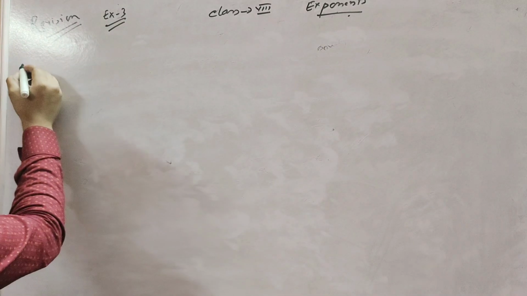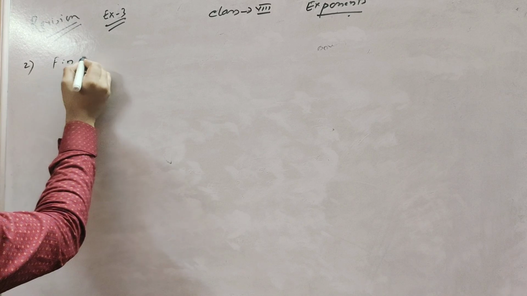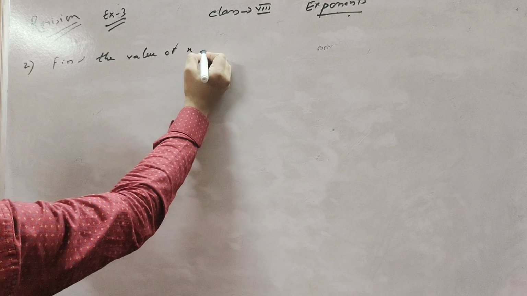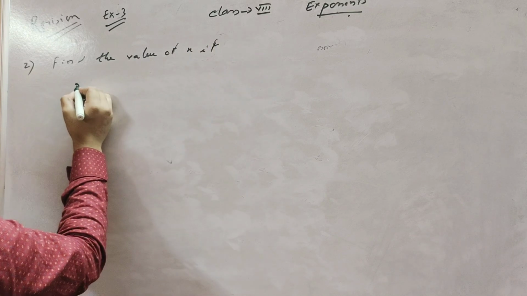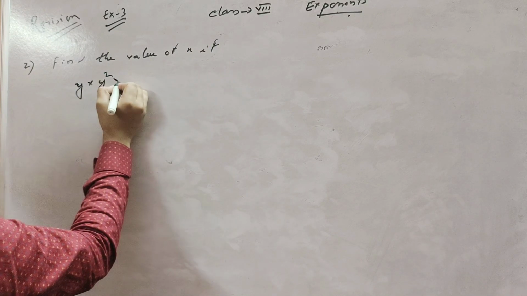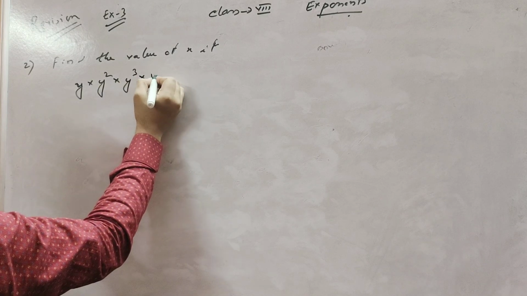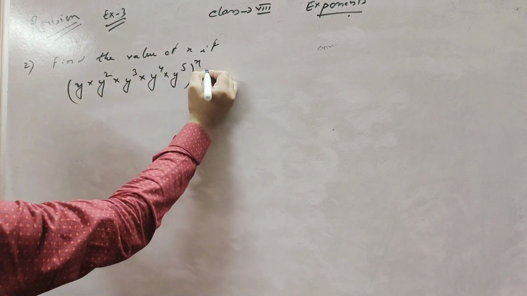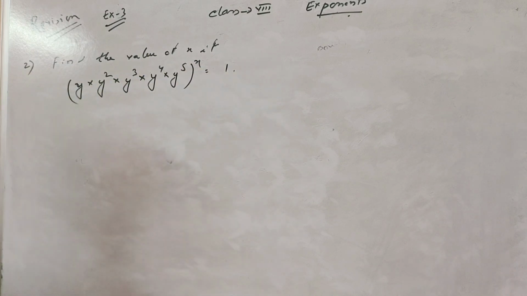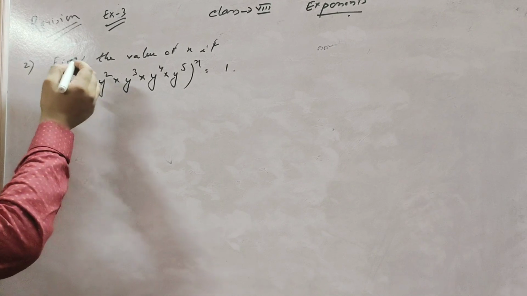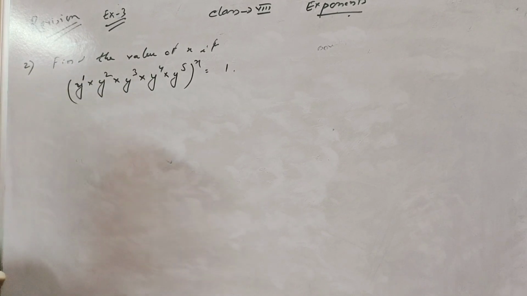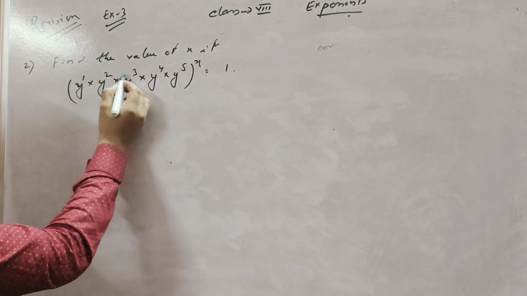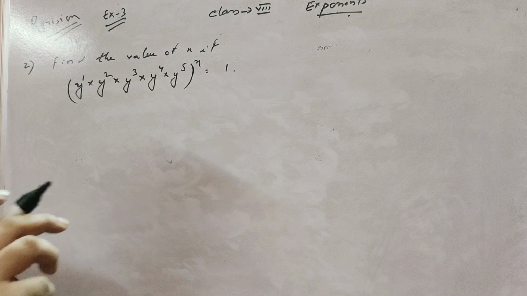Now question number 2: find the value of x if y into y square, y cube, y to the power 4, y to the power 5, whole to the power x, equals 1. First of all, no power is given here, that means 1. Done. And we know that if the same bases are given in multiplication with different exponents, the powers get added.